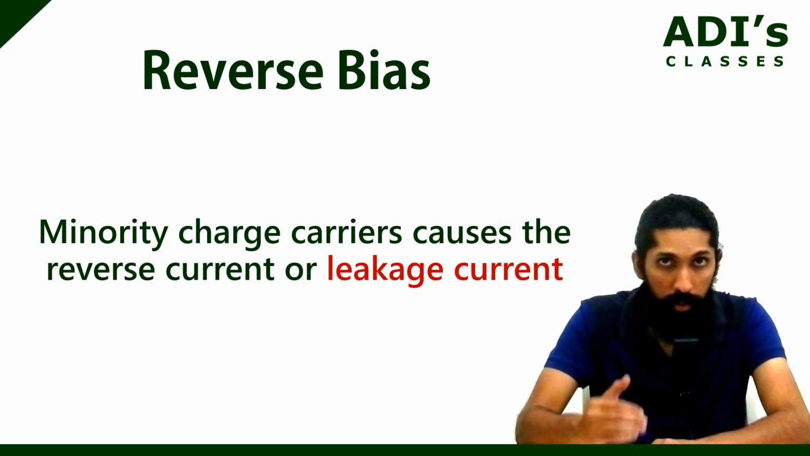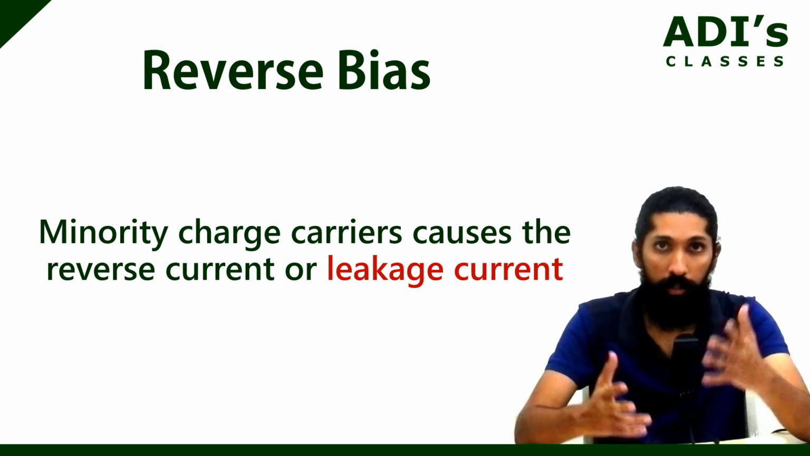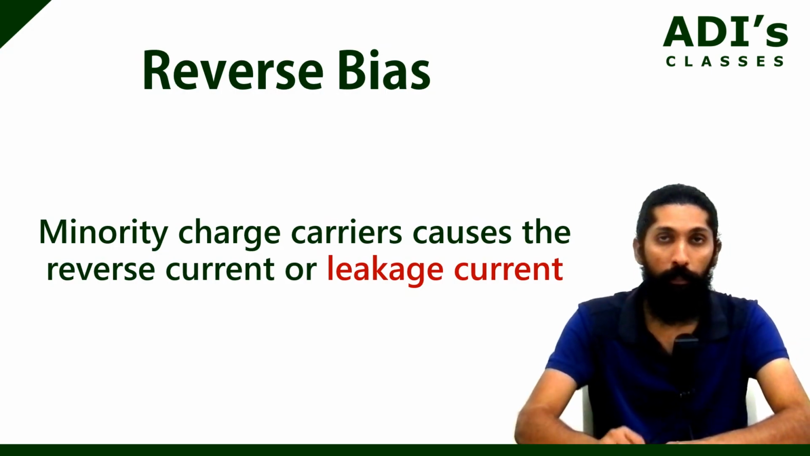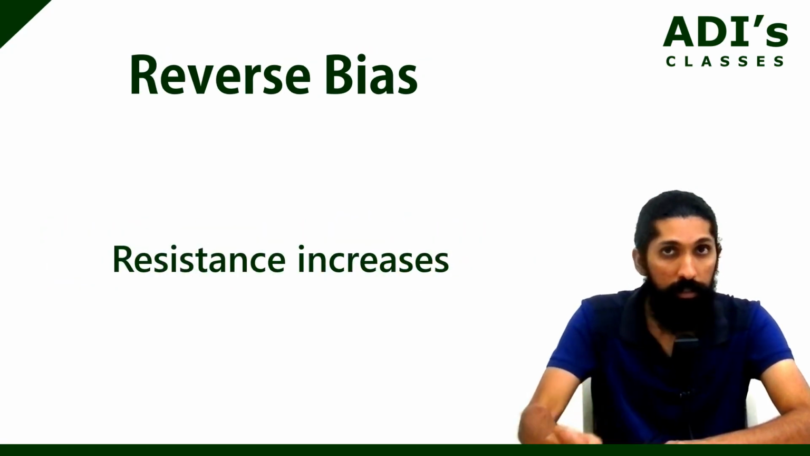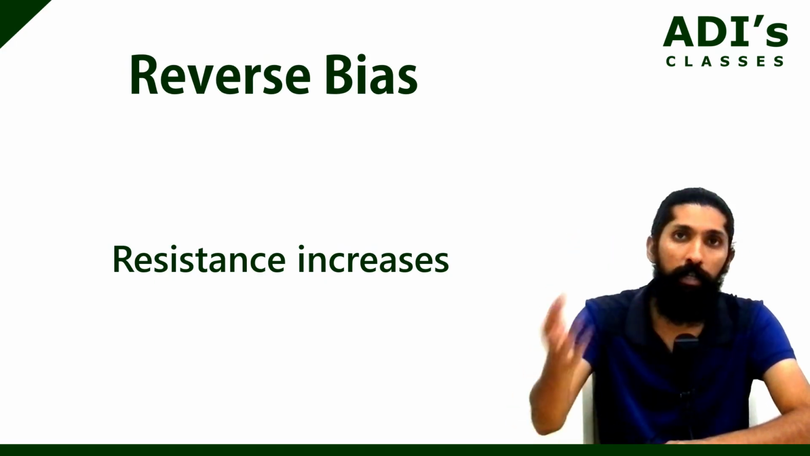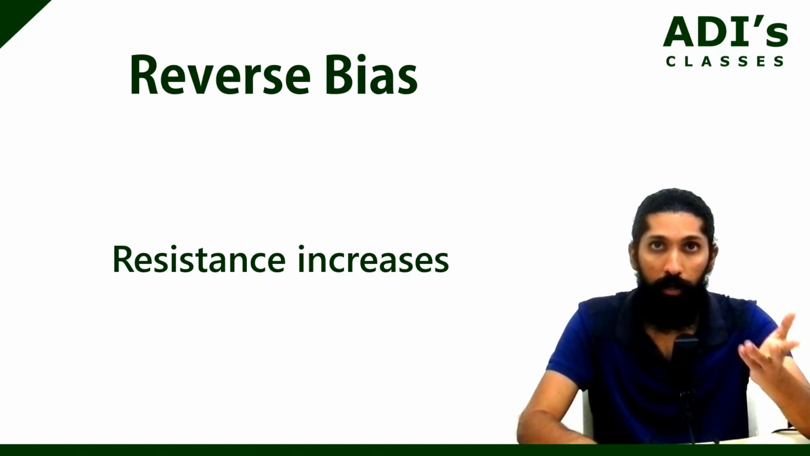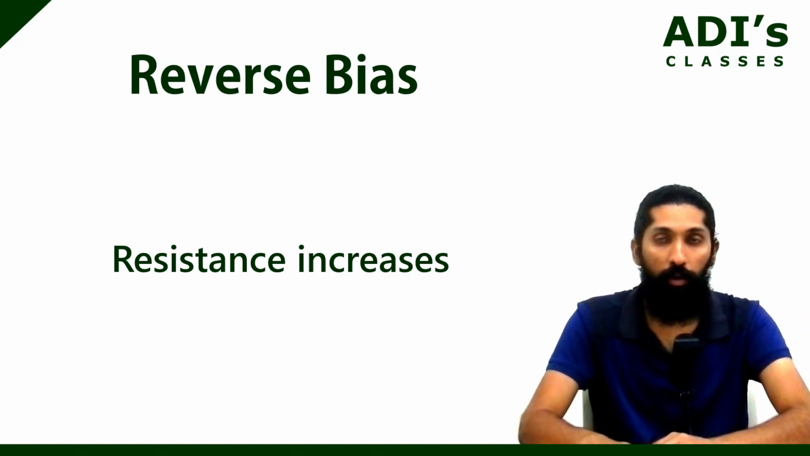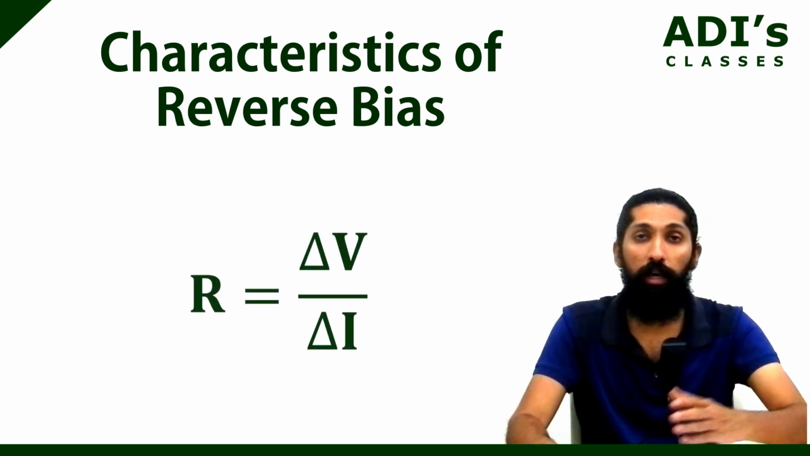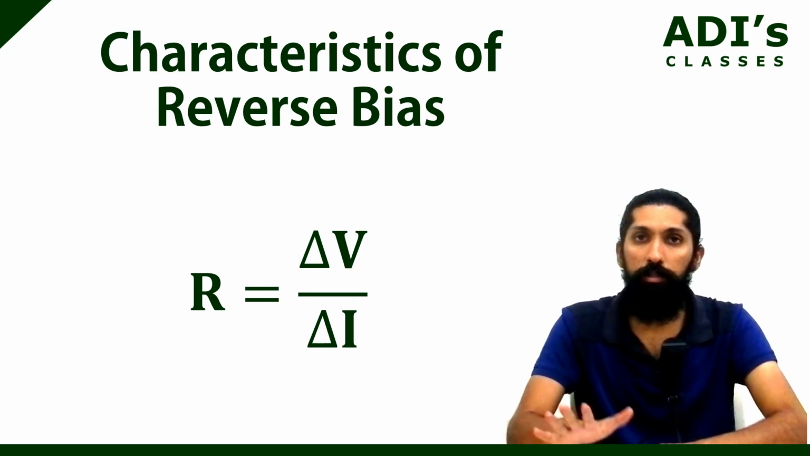Fair enough? Once you have this reverse current passing through the depletion layer or the junction in reverse bias condition, that current is very important. The reason is that the resistance of the reverse bias condition will be extremely high, in the order of kilo and mega ohms. Here also it's a dynamic resistance, and again R is equal to delta V divided by delta I. It's the same thing. This is how it works.